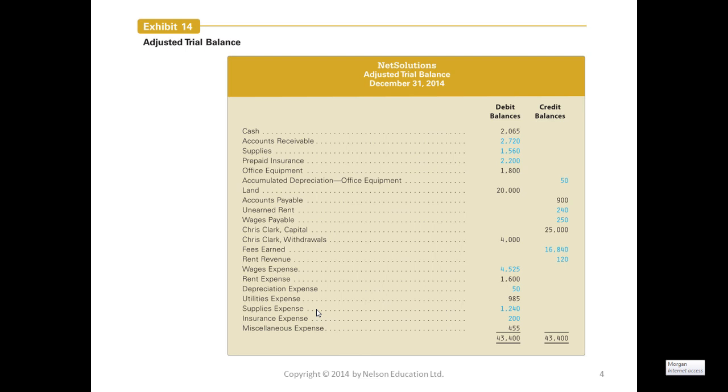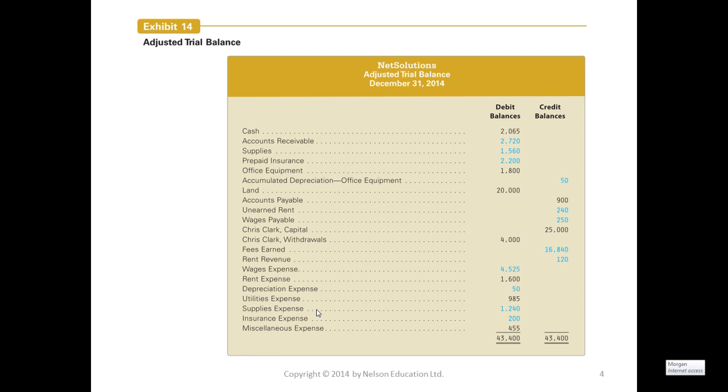If our expenses are understated, when we go to calculate our net income, which is revenue minus expenses, then our net income would be too high or overstated. So when expenses are too low, net income is too high.